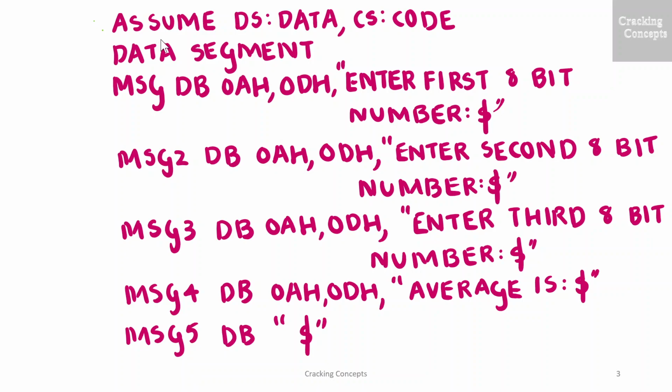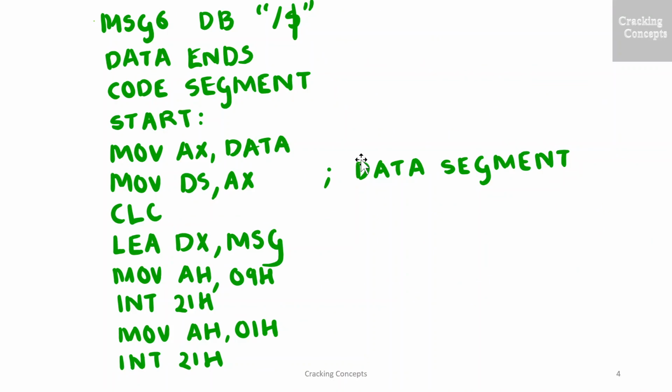The first statement here informs the assembler about the logical name we have assigned to the different segments of the program, that is the data segment and the code segment. In the data segment, we have labels which contain strings that are to be displayed when the user is to enter a number and also while displaying the output. After the data segment, we have the code segment. There, first we initialize the data segment.